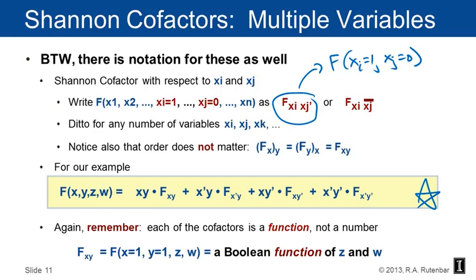And again, I need you to remember this. Each of the cofactors is a function. It's not a number, so not like calculus here. If I take a function like f of xy, where x is a 1 and y is a 1, it's a Boolean function of all the variables that are left, but there's no x's and no y's in this function because they have been replaced by constants. So that's how cofactors work. Now let's go see what we can do with them.